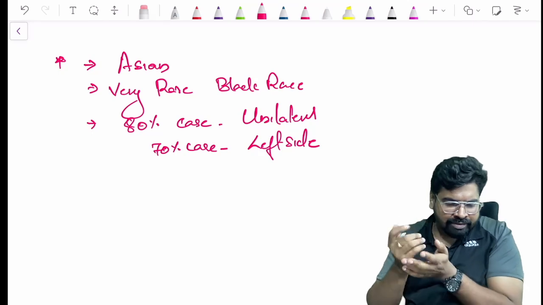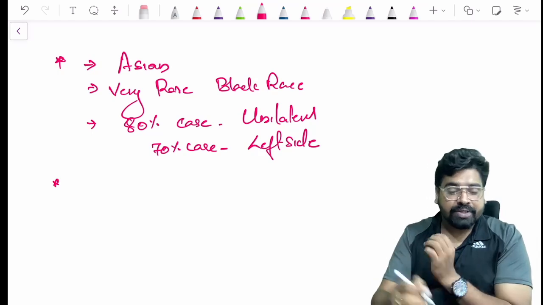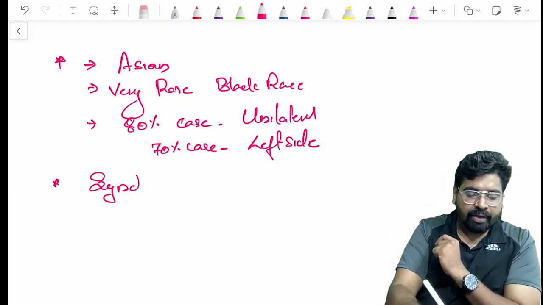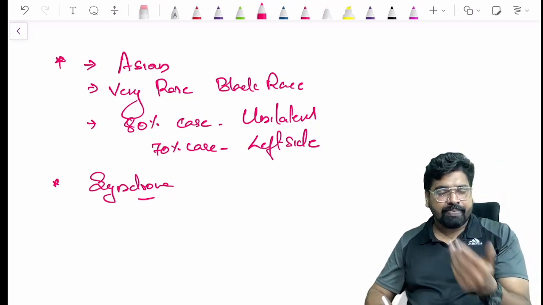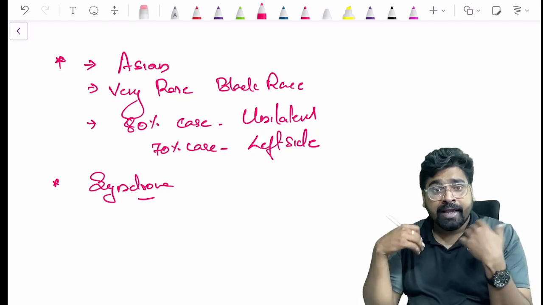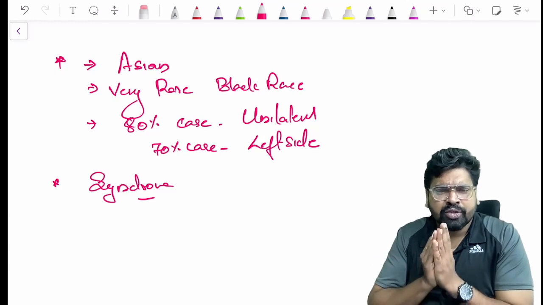Okay, now some other things you can add on to this, that you should always remember: syndromes which are related to clefting. Many questions they have asked you, which among the following syndromes show clefting? Cleft lip and cleft palate is seen. So there are more than 400 or 500 syndromes that show clefting.